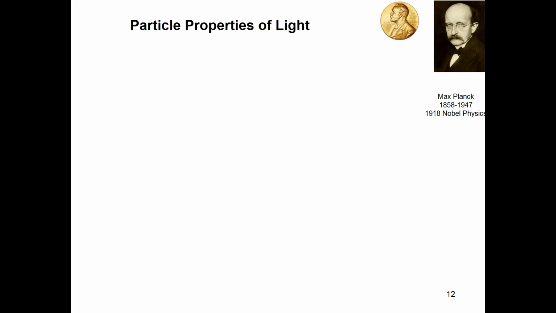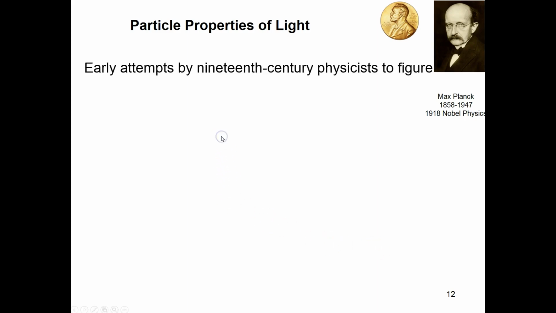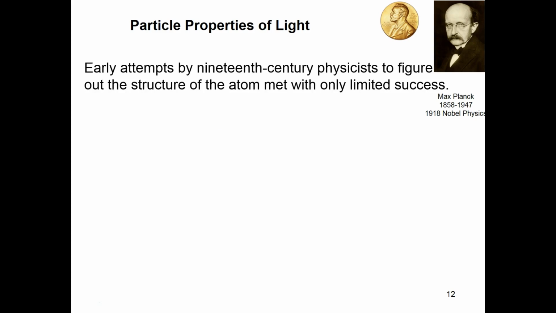So we talked about light as behaving as waves. We can also talk about light as behaving as particles. Max Planck got the 1918 Nobel Prize in Physics for helping us along with this understanding of the particle properties of light. It arose out of the early attempts by 19th century physicists to figure out the structure of the atom, and it met with only very limited success.